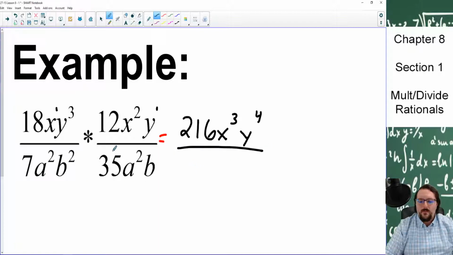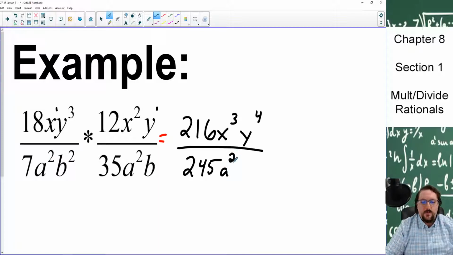On the bottom, we'll multiply across. 7 times 35. 245. A to the 2nd and a to the 2nd is a to the 4th, as well as b to the 3rd. Again, that hiding 1 right here if you want to write it in. And don't, of course, forget that when you multiply bases, we add exponents. And I do believe that is as simplified as we can make that one. So don't be fooled. There isn't always something to cancel.